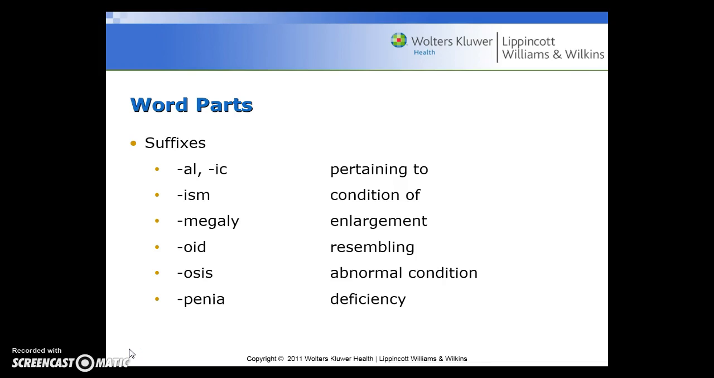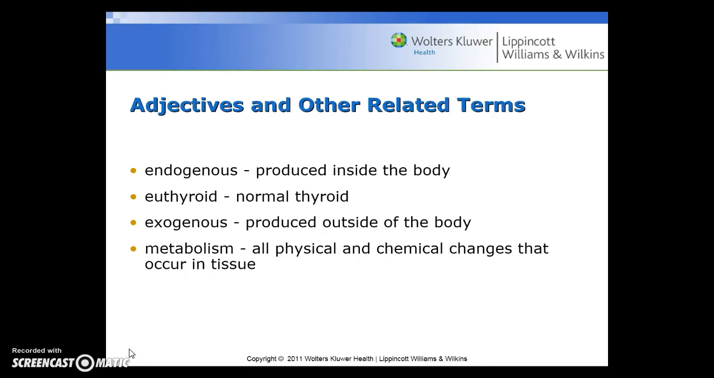Suffixes are al or ic for pertaining to, ism for condition of, megaly for enlargement, oid for resembling, osis for abnormal condition, penia for deficiency. Some adjectives and other related terms to this system are endogenous for produced inside the body, euthyroid for a normal thyroid, exogenous for produced outside of the body, and metabolism, referring to all the physical and chemical changes that occur in tissue.